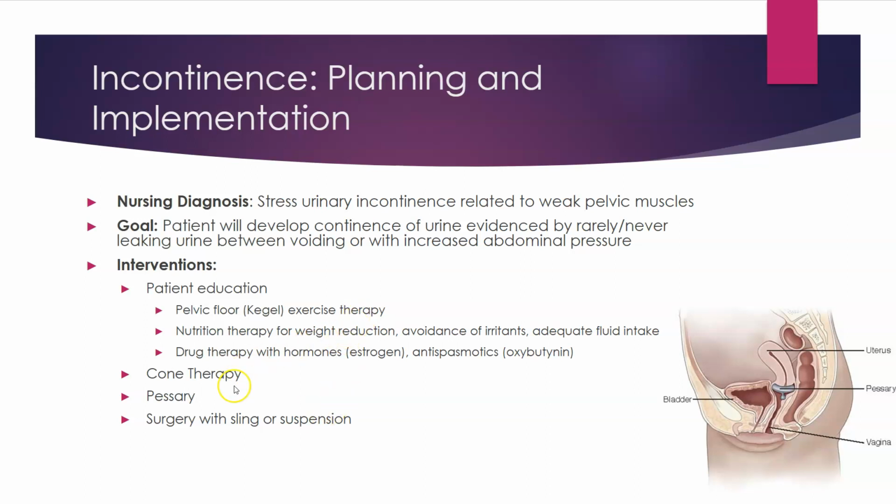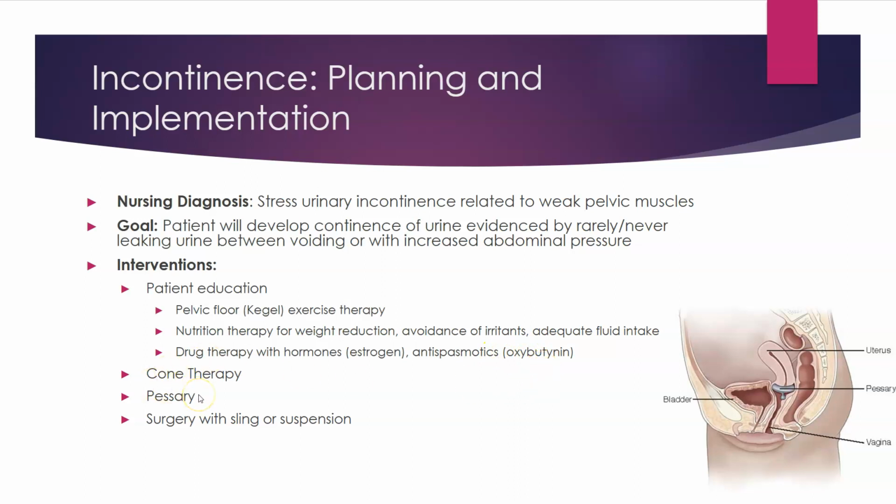We can do cone therapy, and that's kind of a weighted Kegel exercise. We can do nutritional therapy, trying to avoid any irritants that might cause them complications and make sure that they're getting enough fluids. Drug therapies, so we can use hormones and estrogen or antispasmodics.